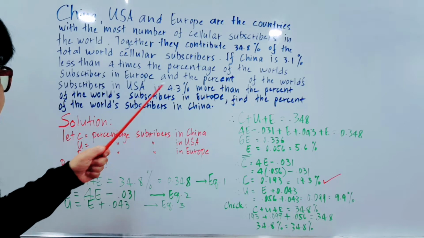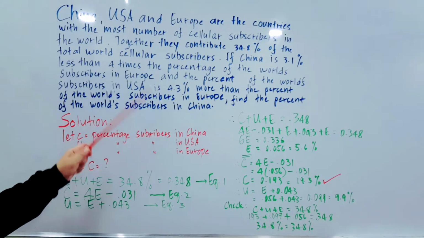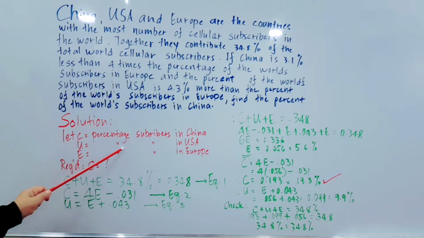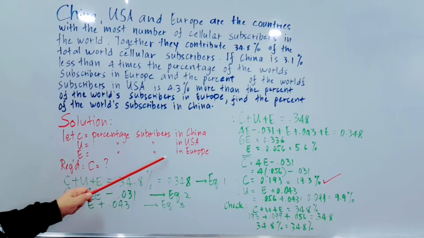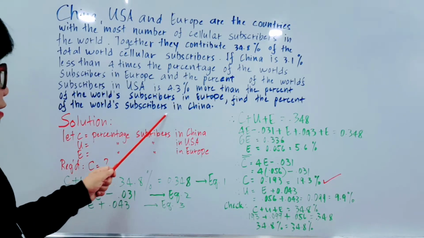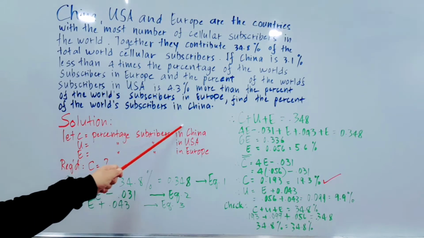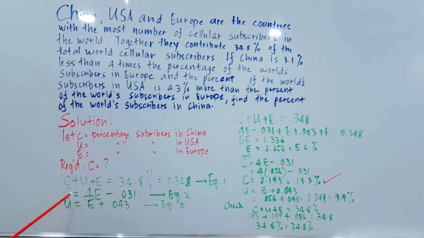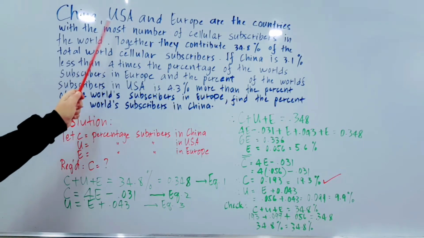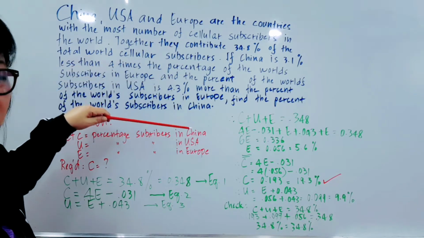Now, dito sa solution natin, we will let C as the percentage subscribers in China, U as the percentage subscriber in USA, E as the percentage subscriber in Europe. Now, how to solve this one? Of course, ang required natin is the percent world subscriber in China. C, yung hinahanap natin. So, dito, maka-form tayo ng equations base sa mga statement dito sa problems.